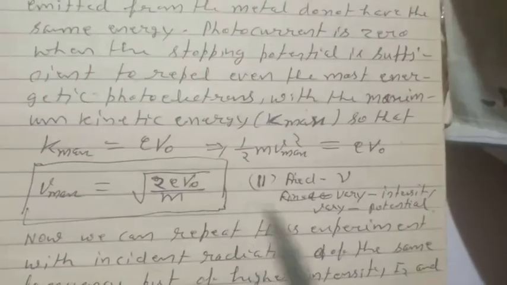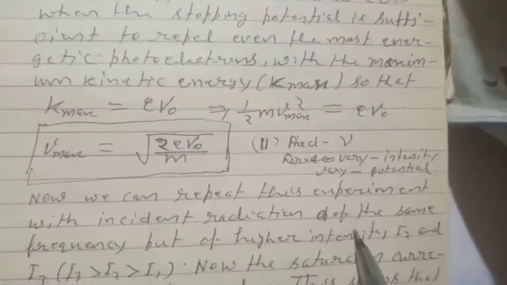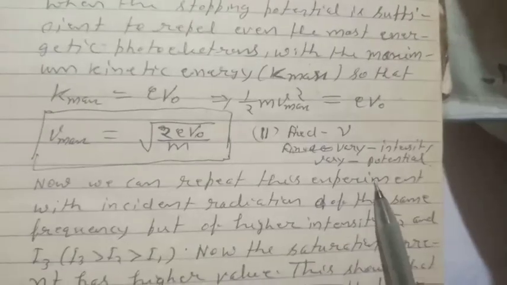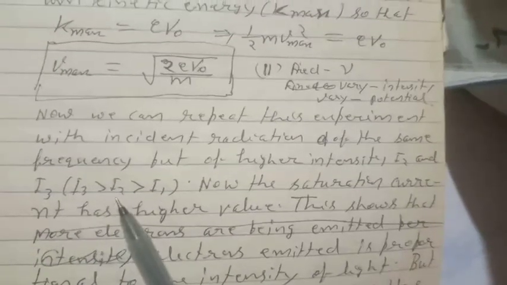and here we see what happens if we vary the intensity. Now we can repeat this experiment with incident radiation of the same frequency but of higher intensity, that is I2 and I3, where I3 is greater than I2, which is greater than I1.